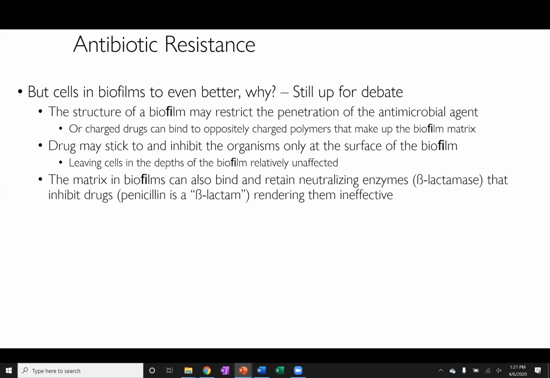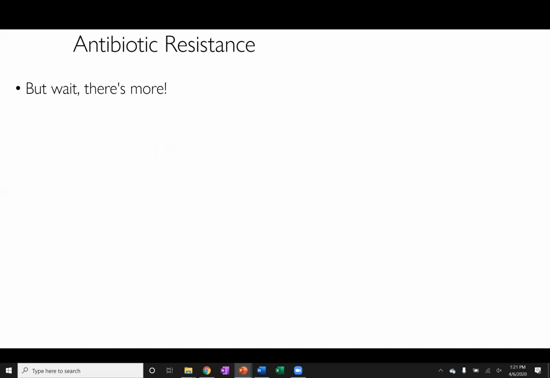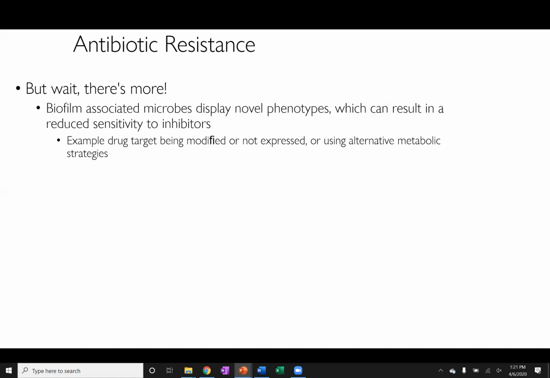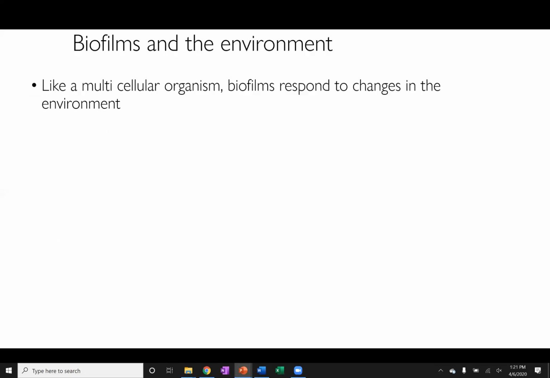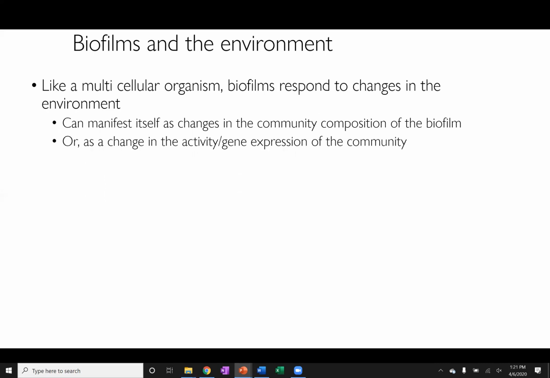Why do biofilms become more resistant? That's still an open-ended question. And there are a lot of things that come into play here when we're thinking about how biofilms are antibiotic resistant. But ultimately, biofilms, when they're in an environment, whether it's a clinical or just a regular environmental setting, are multicellular organisms, essentially. They respond, and they need to respond to changes in the environment as a group, not just as a single individual. So this can manifest as changes in community composition of the biofilm itself. Say they get exposed to bleach, they can change the composition of the community, or they can simply change the activity or gene expression of the community as a whole. But again, this is something that is still coordinated.